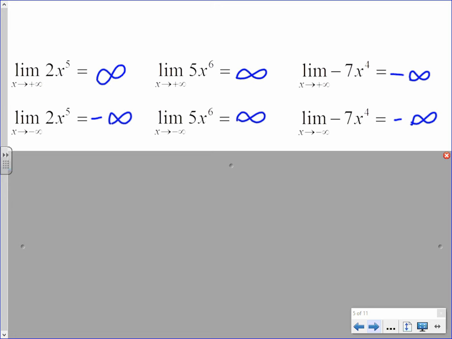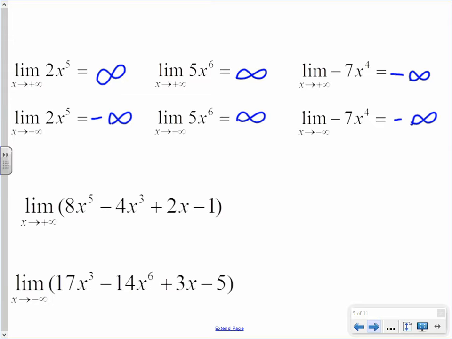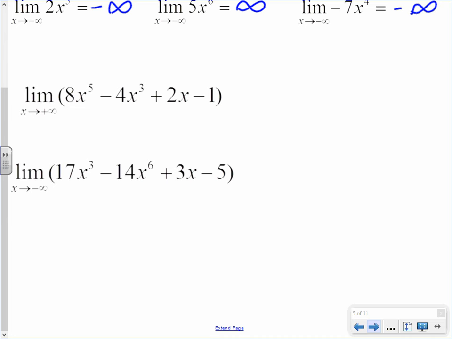All right, I'm going to put two limits up here. I want you and your pod to come up with solutions. I want you to work together to come up with common solutions for these two.